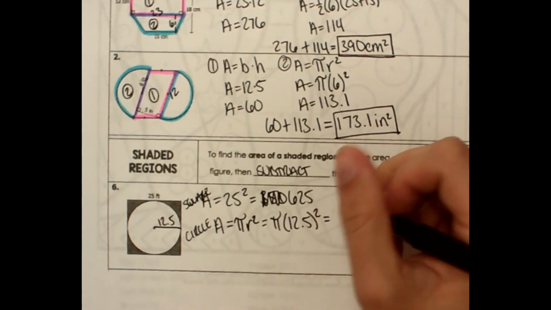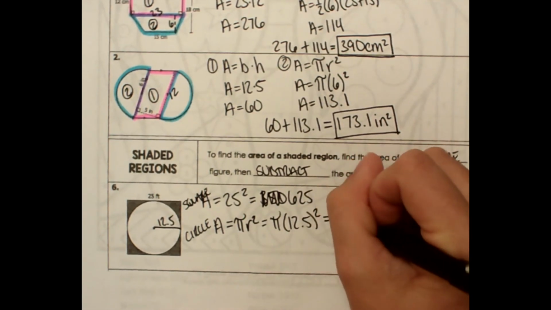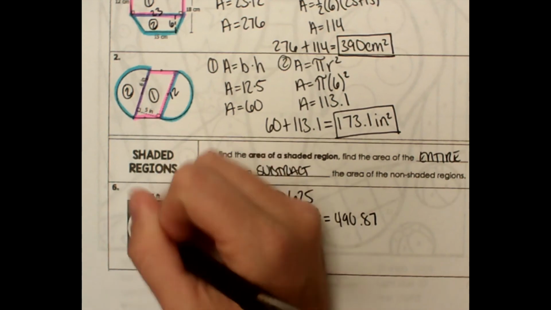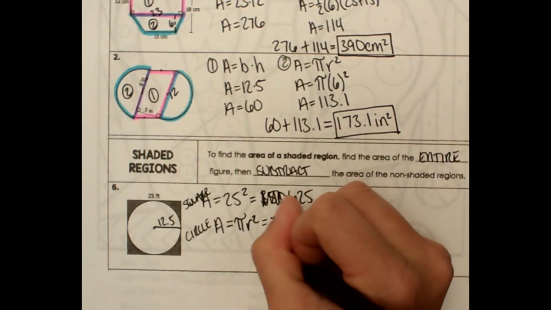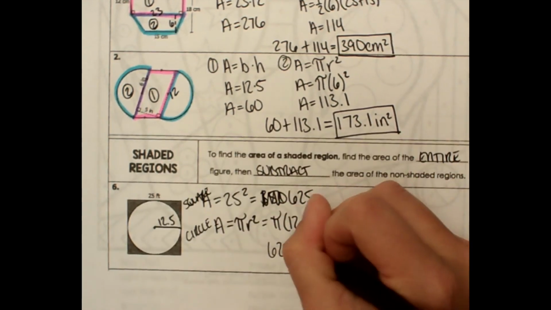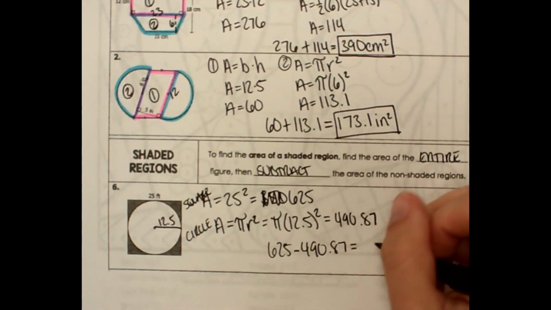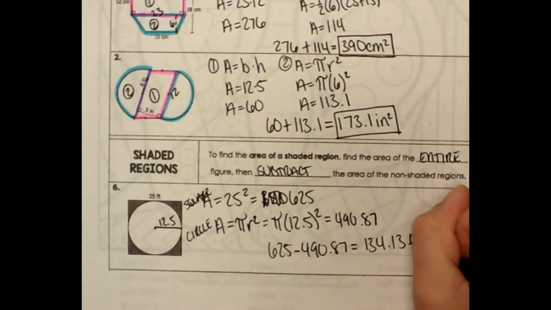When you do that, you get the answer is 490.87. So now you have to subtract because it's the square minus the circle. So it'd be 625 minus 490.87. So you get that your area of the shaded region is 134.13 feet squared.